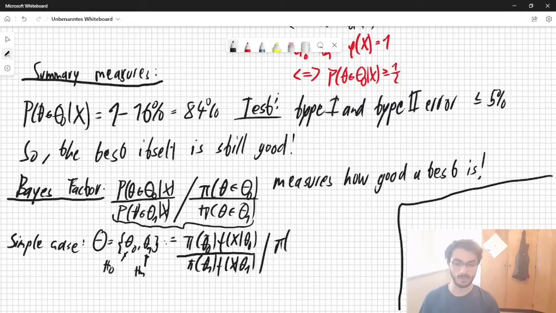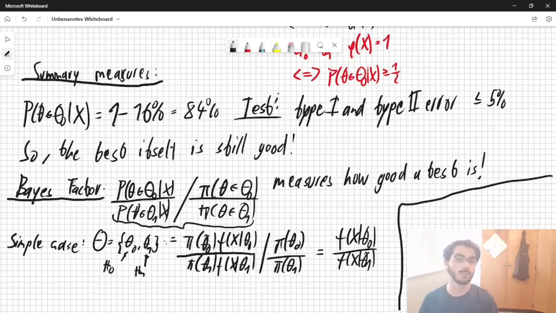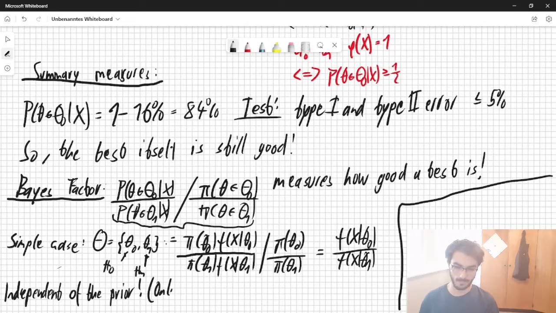And then also the prior probability of H0 being true is just pi in theta 0 because we only have two values. And then we divide by pi of theta 1, and what happens is that these prior probabilities cancel out, and we're only left with the value of the sampling distribution in 2 points. So this value is independent of the prior, but that's only true in the simple case.